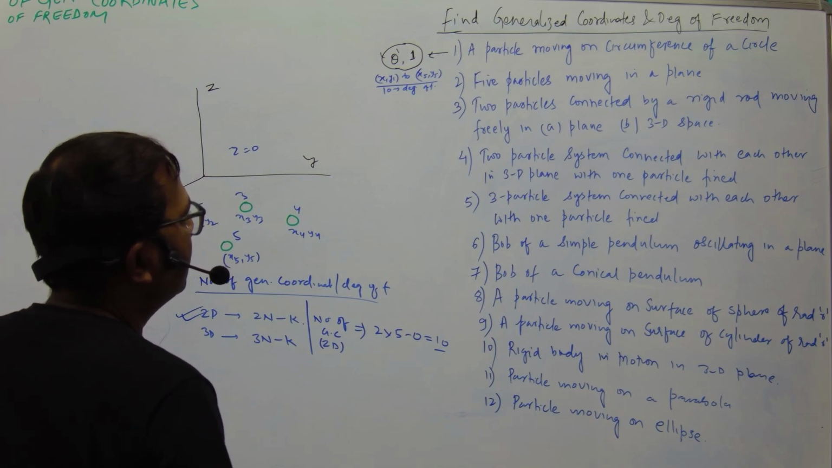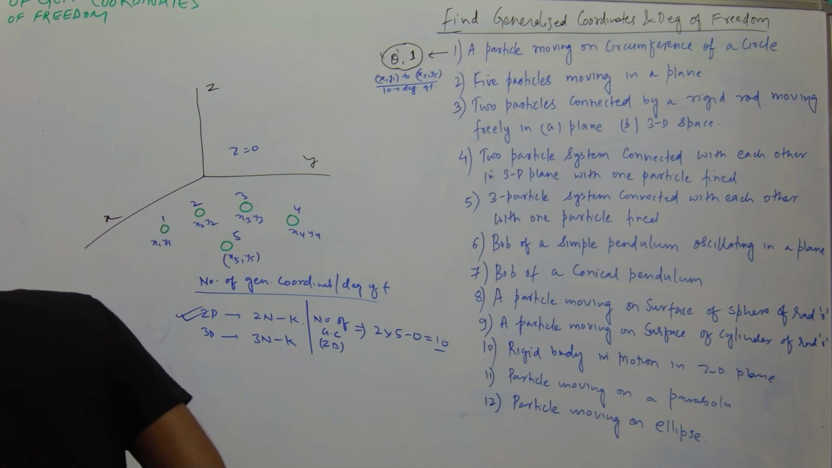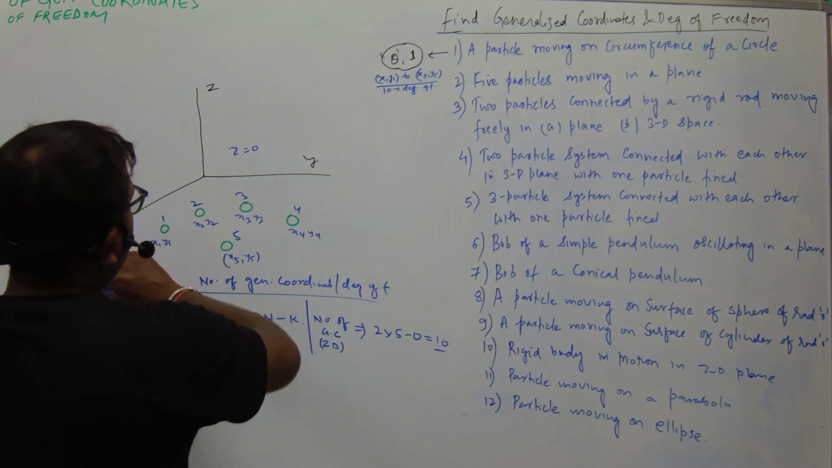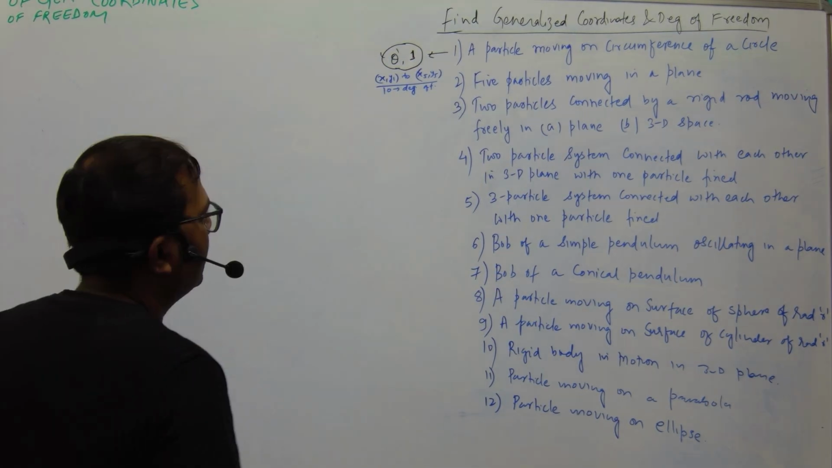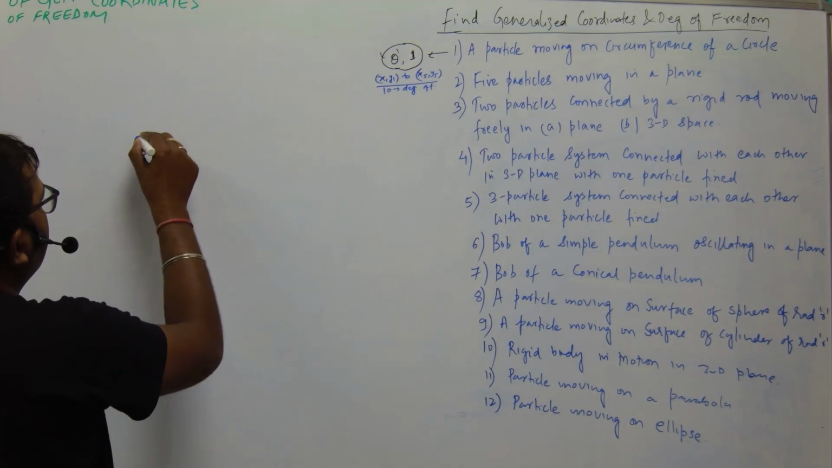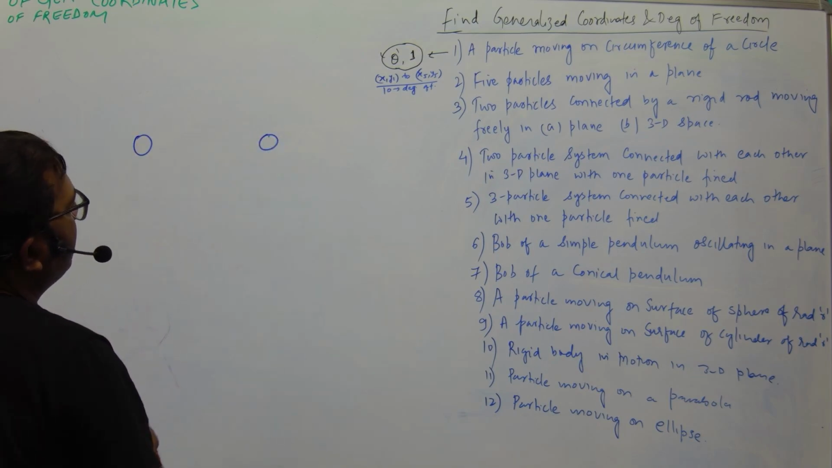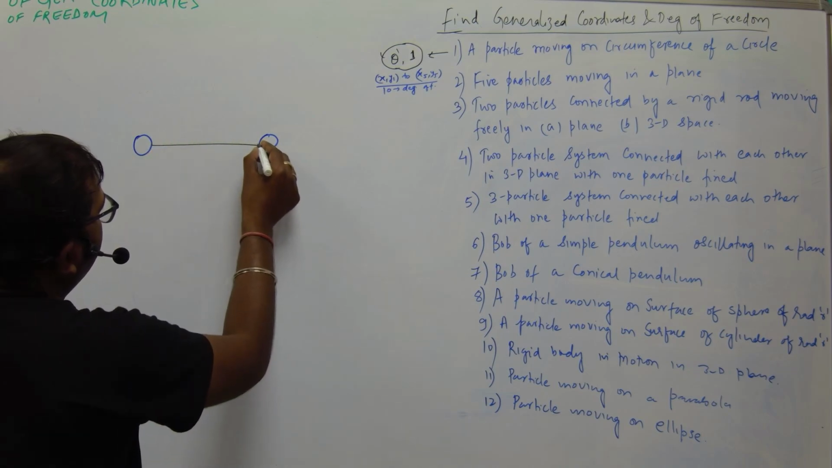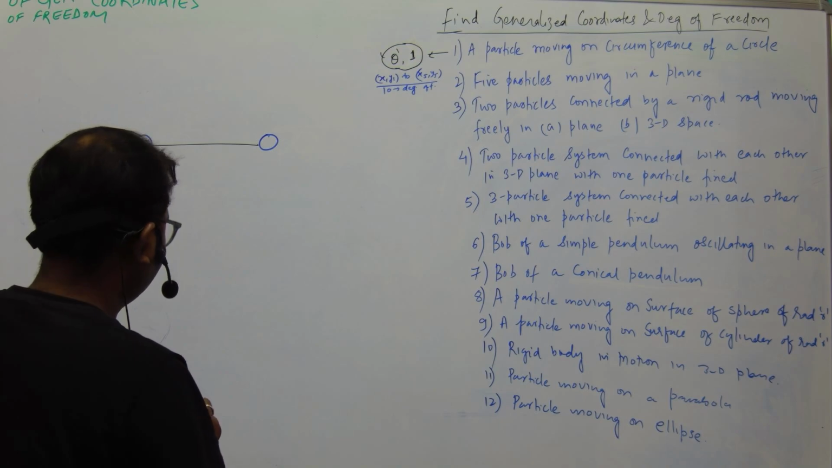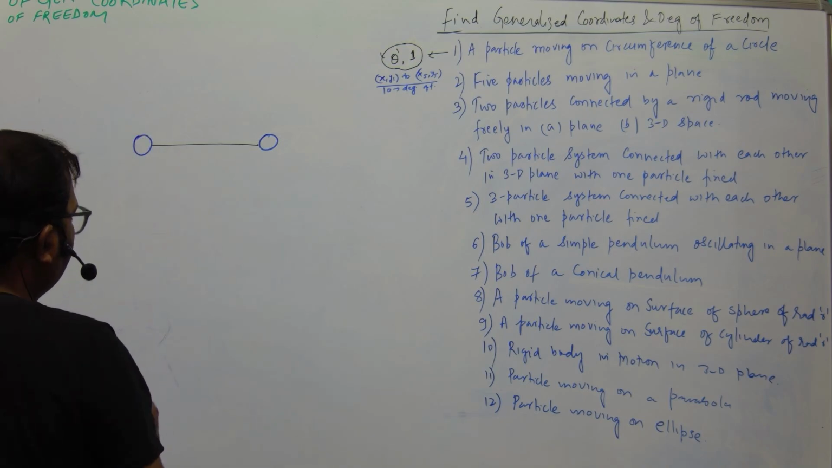Two particles connected by a rigid rod moving freely in a plane. Okay, and this is 3D space. So two cases are there. First in case of a plane and second in case of a 3D plane. We have two particles connected by a rigid rod. So this is particle 1 and this is particle 2. And both are connected with each other by a rigid rod.